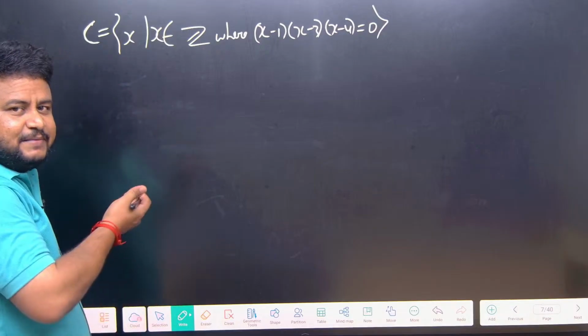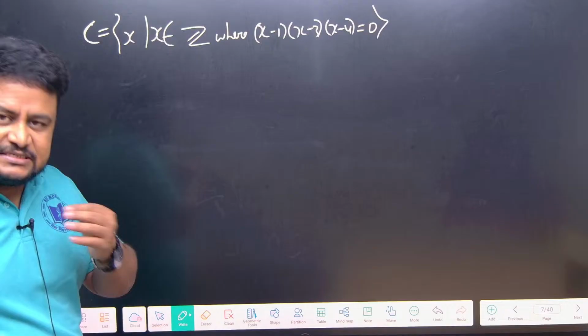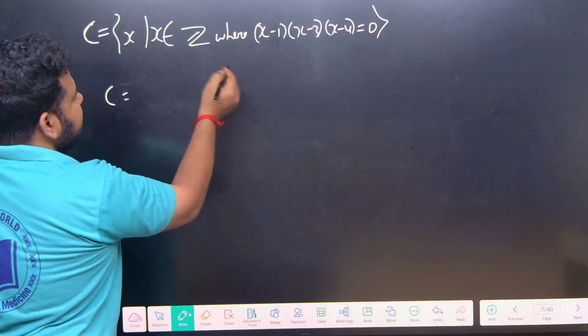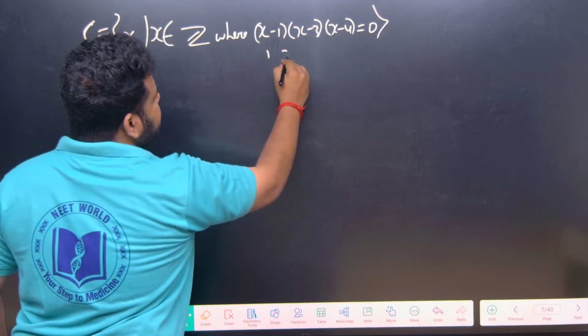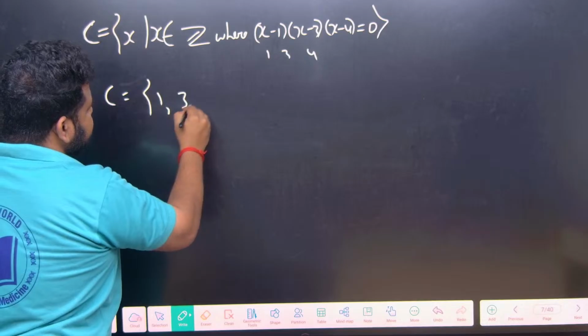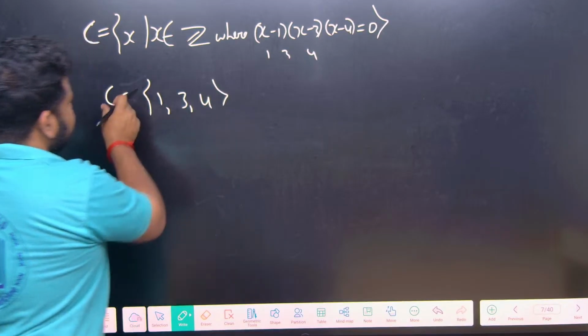So directly the elements are not given, and that is why it is called set builder form. So C is equal to what? If I equate to 0, x I will get as 1, x I will get as 3, x I will get as 4. So 1, 3, 4 are the elements of set C.